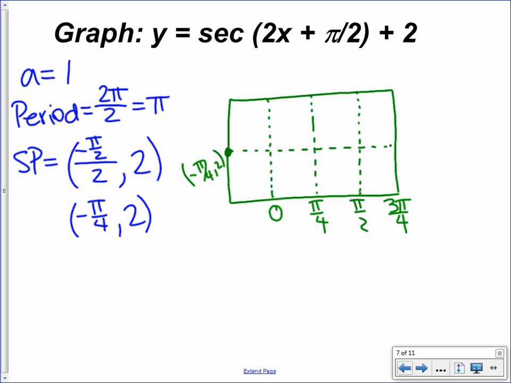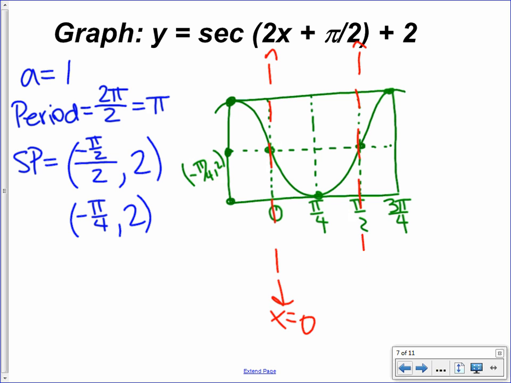So this is a secant, so I'm going to lightly draw in a positive cosine curve. Remember, I'm in green, so that means I'm being light. Anytime it hits this middle, that is where an asymptote is. So we have an asymptote at x equals 0 and an asymptote at x equals pi over 2. And then here is where we make our u's.